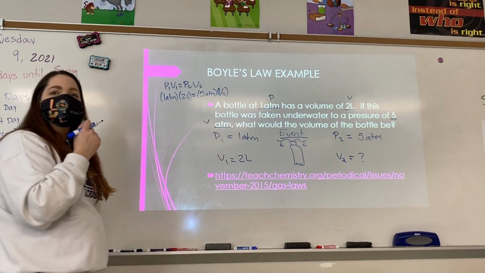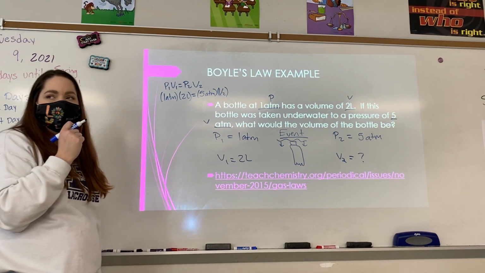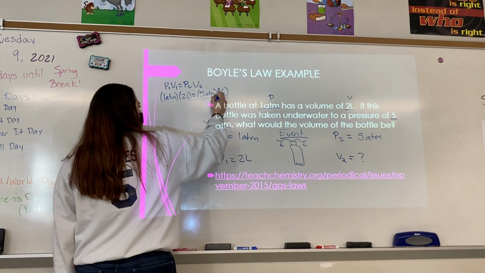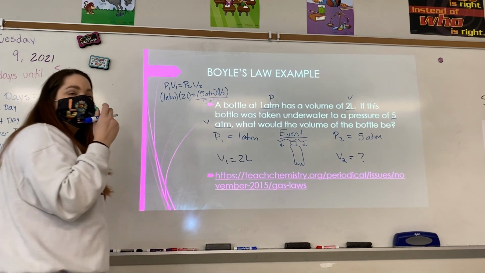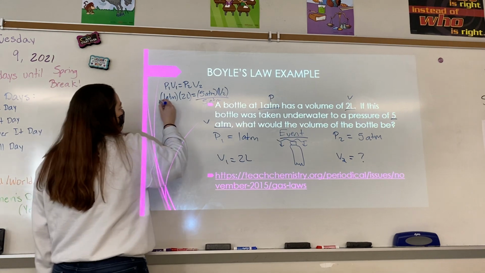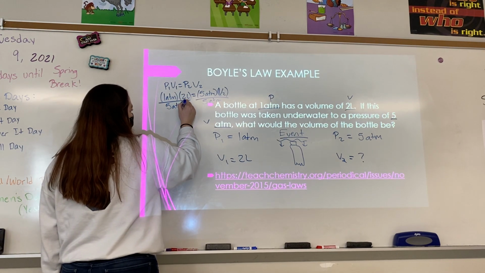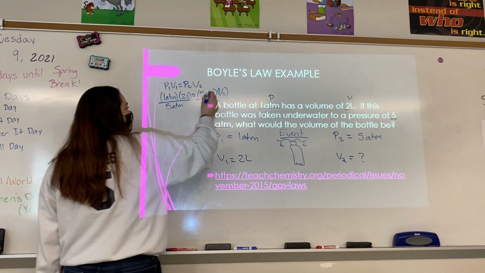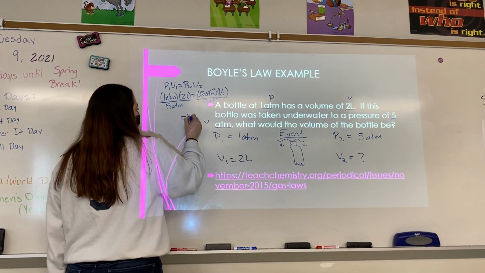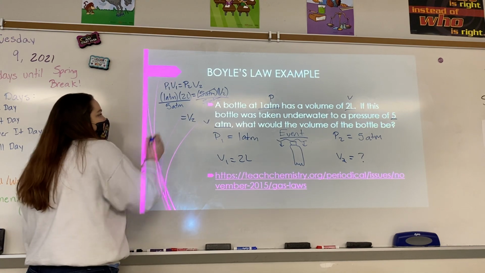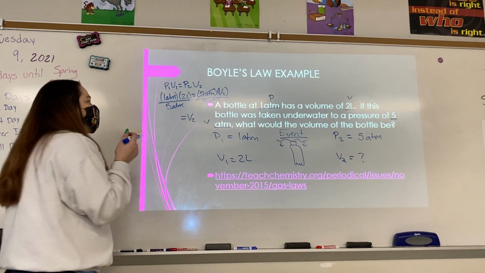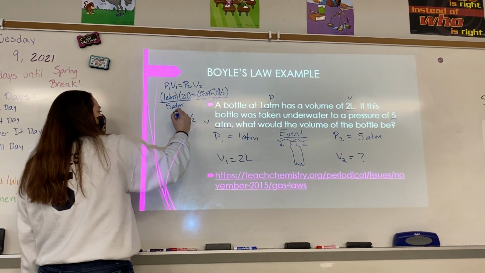So how would I solve for my V2? What would I do? I have to get this by itself. So I have to divide by 5 ATM. Whatever I do on one side, I have to do on the other side. So I have to divide by 5 ATM on both sides. When I do that, my 5 ATM goes away on this side. I am left with my number for my V2. My units of ATM are going to go away on this side. My units of liters are the only thing that's left.